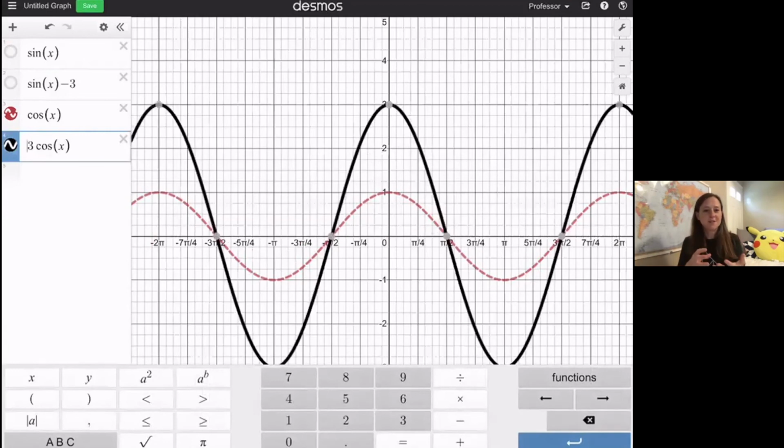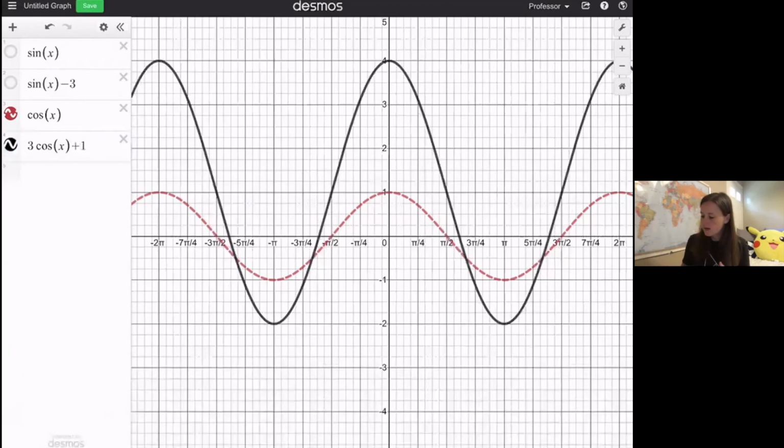You can mix and match these transformations just like with regular algebraic functions. So if I added 1 now to this function, the middle of the graph is now at 1, the horizontal middle of the graph, but the amplitude is still 3. From 1 you go up to the maximum at 4, or from 1 you go down to the minimum of -2, still an amplitude of 3.